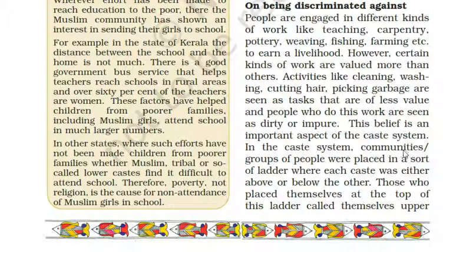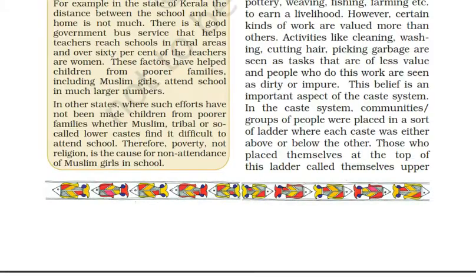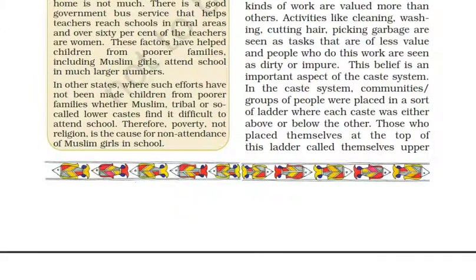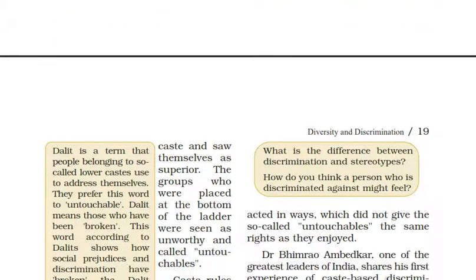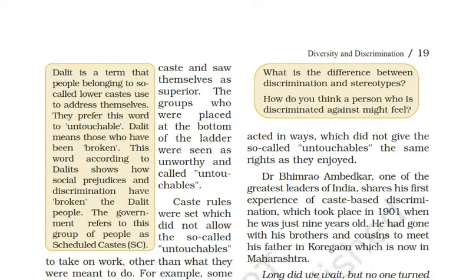In the caste system, communities, groups of people, were placed in a sort of ladder where each caste was either above or below the other. Those who placed themselves at the top of this ladder called themselves upper caste and saw themselves as superior. The groups who were placed at the bottom of the ladder were seen as unworthy and called untouchables.